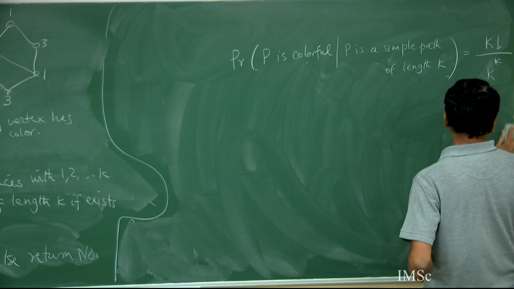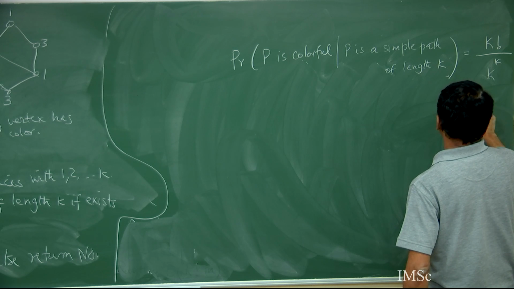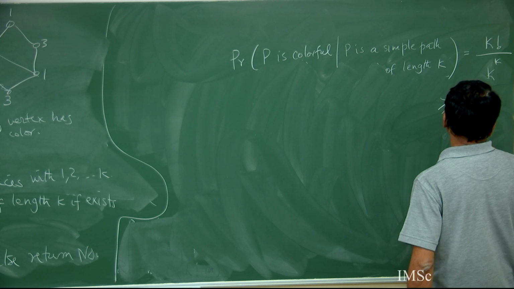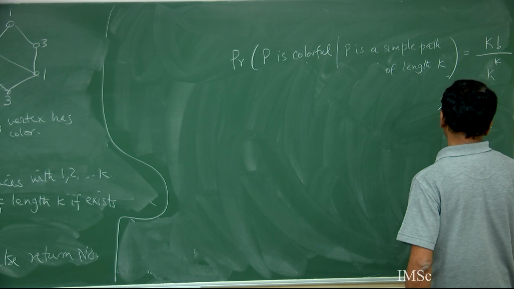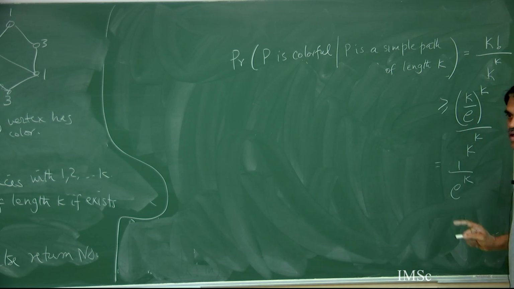By Stirling approximation, k factorial is roughly, or greater than or equal to, k by e power k, so the probability k factorial by k power k is like 1 by e power k. This is a better probability than the k factorial we had.